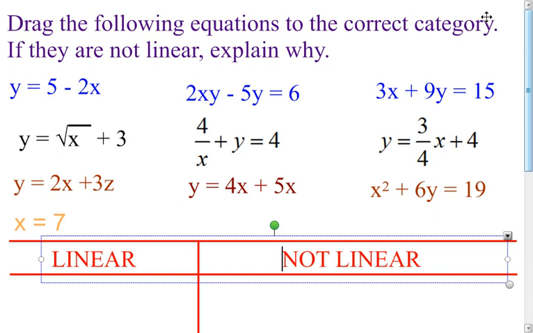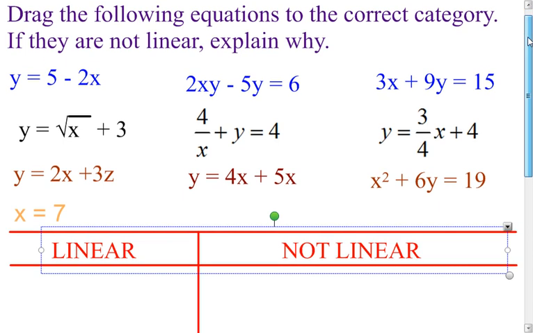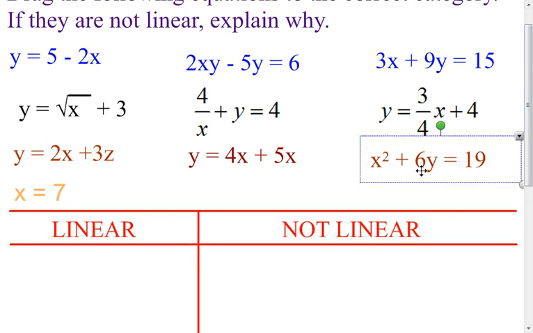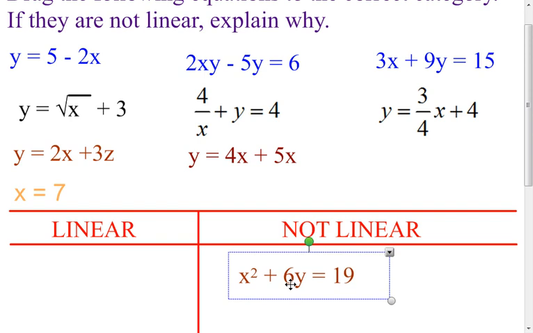So what I'm going to do is drag these to the right category and talk about them as we go. Sometimes it's easier to pick out the ones that are not linear first and then go from there. So one of the things we know that cannot happen is we can't have exponents. So I'm going to go through our list of rules. I can't have variables that have an exponent to them. So this equation right here, I'm going to drag. It is not linear because the x has an exponent on it. It is x squared, and that makes it not linear.